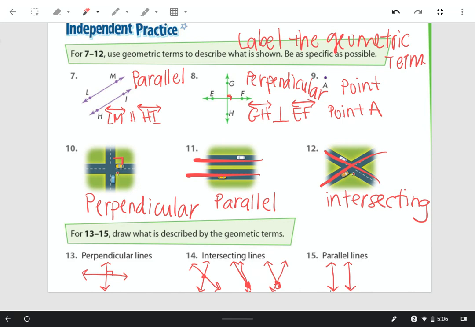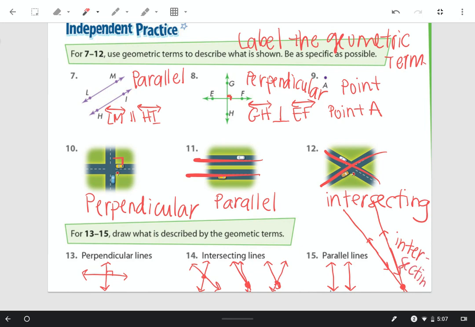So here would be another example. Okay, so they're not side by side going in the exact same direction, because if I extend these out, okay, they're not going to cross that way, but if I extend them out this way, eventually they are going to cross. So these would be intersecting.